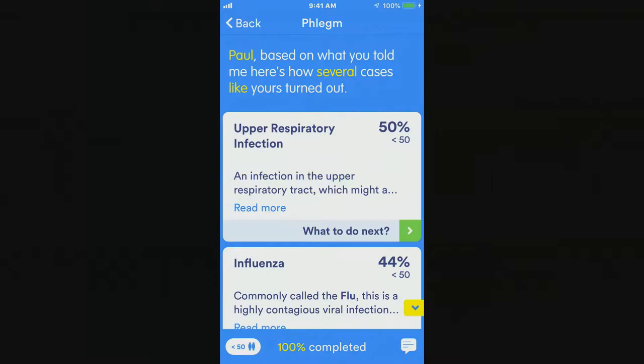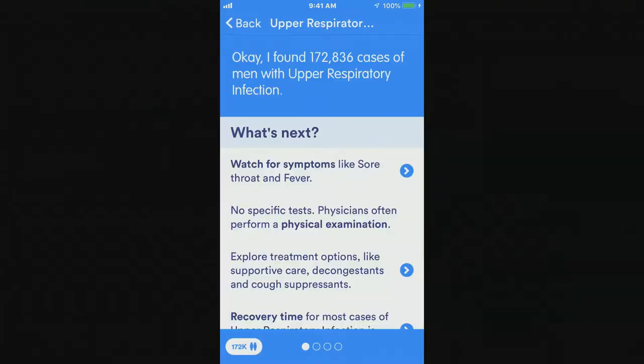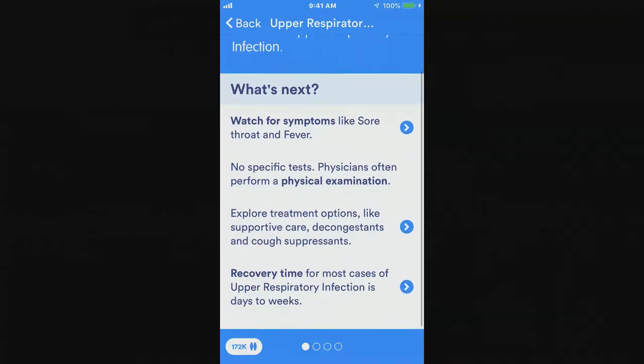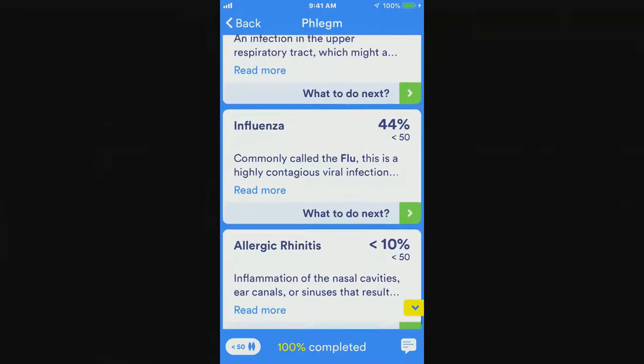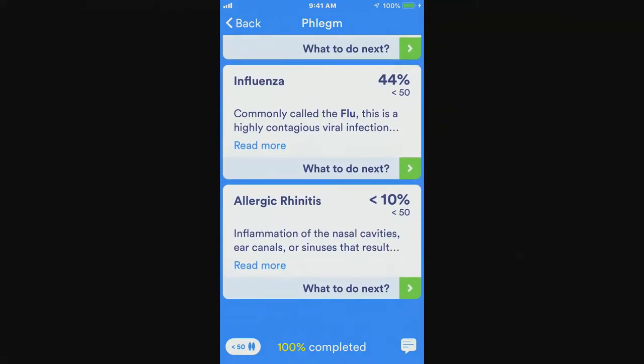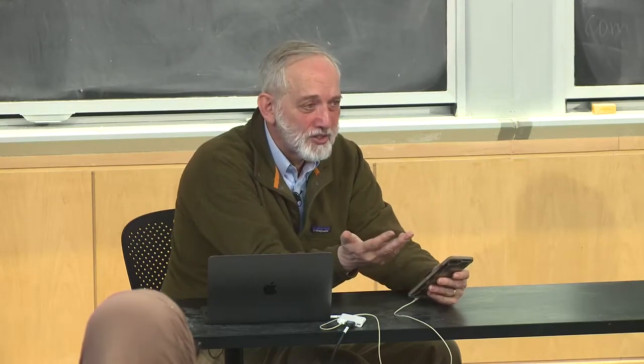So based on what he said about me, I have an upper respiratory infection with 50% likelihood, and I can ask what to do next. Watch for symptoms like sore throat and fever. Physicians often perform a physical exam, explore other treatment options, and recovery for most cases like this is a matter of days to weeks. Okay, and I can go back and say, all right, I might have the flu, or I might have allergic rhinitis. So that's actually reasonable.